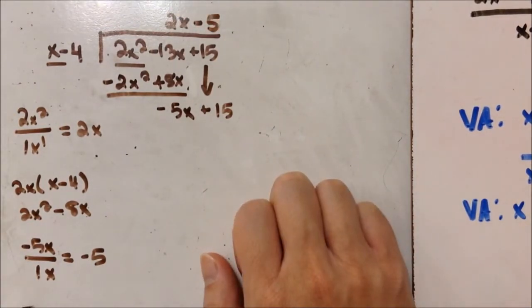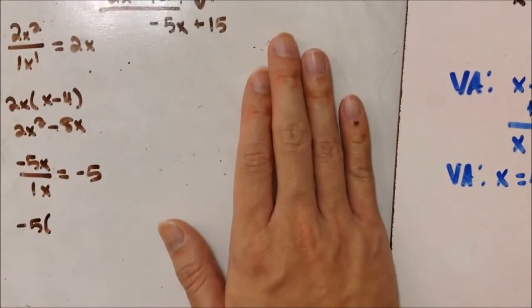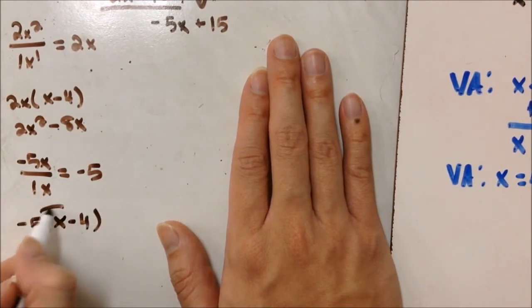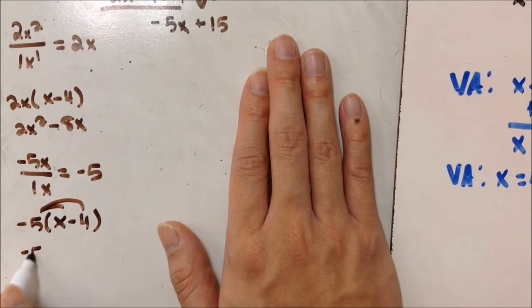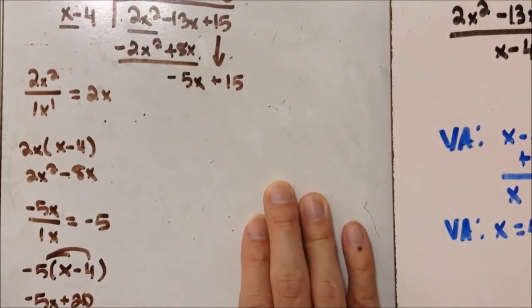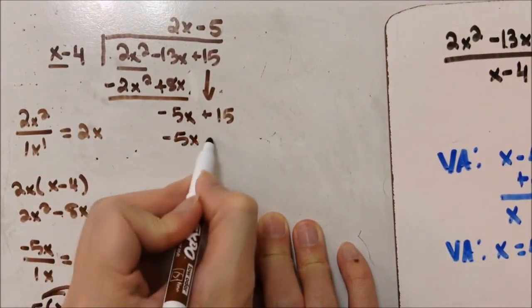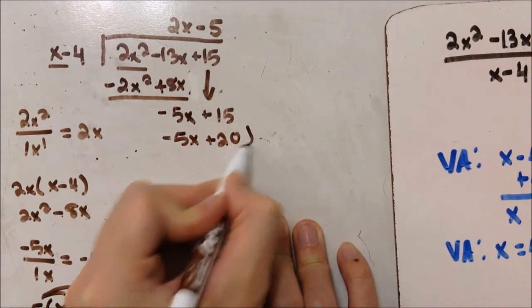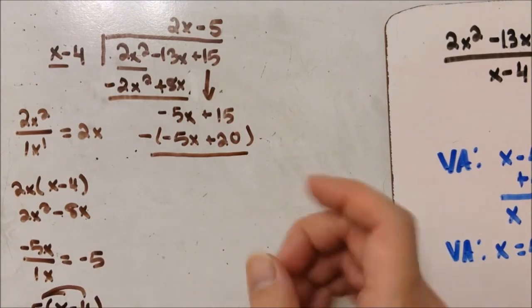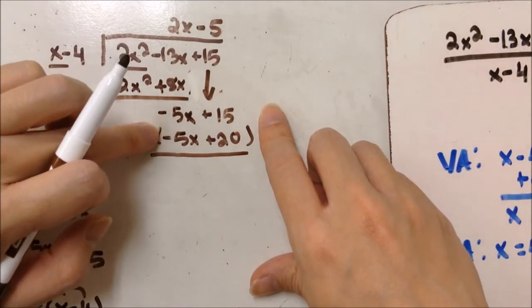And then negative 5 times our divisor. So x minus 4, that's our divisor, and then I'm going to multiply. So negative 5x plus 20. So I'm going to put negative 5x here plus 20 with the parentheses and minus. Now, again, if you don't want to use parentheses and you just want to get rid of the minus, that's okay. So I'm going to get rid of it.